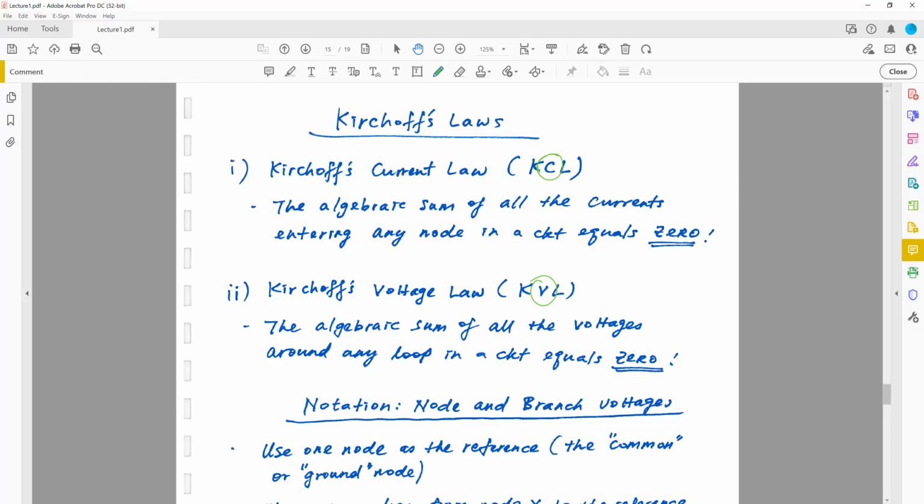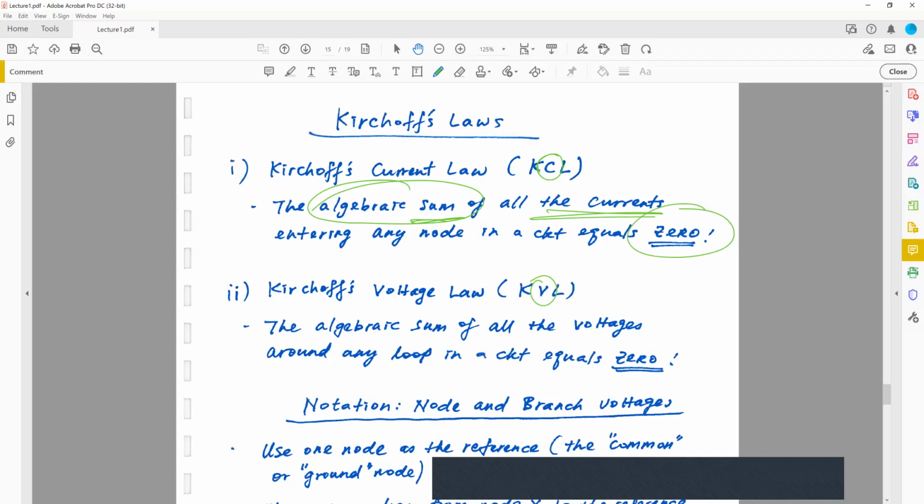Let's look at the first one, Kirchhoff's current law, KCL. By definition, KCL says that the algebraic sum of all the currents entering a node in a circuit has to be equal to 0.